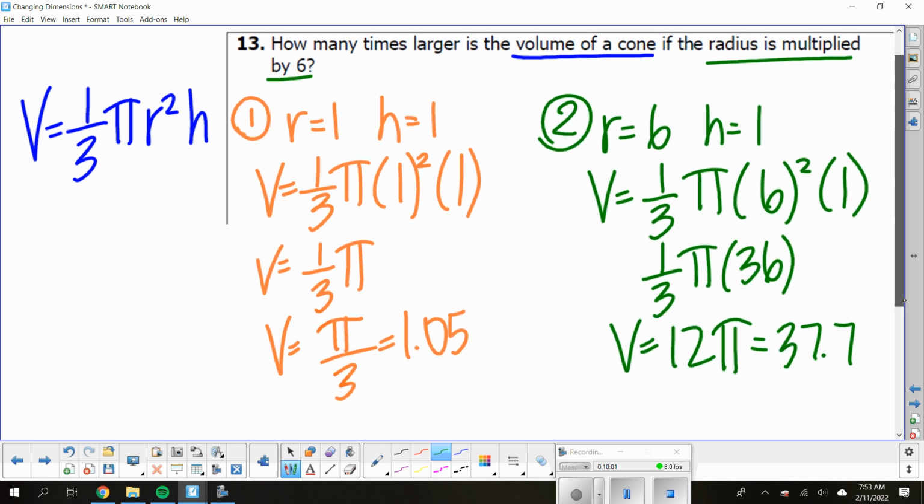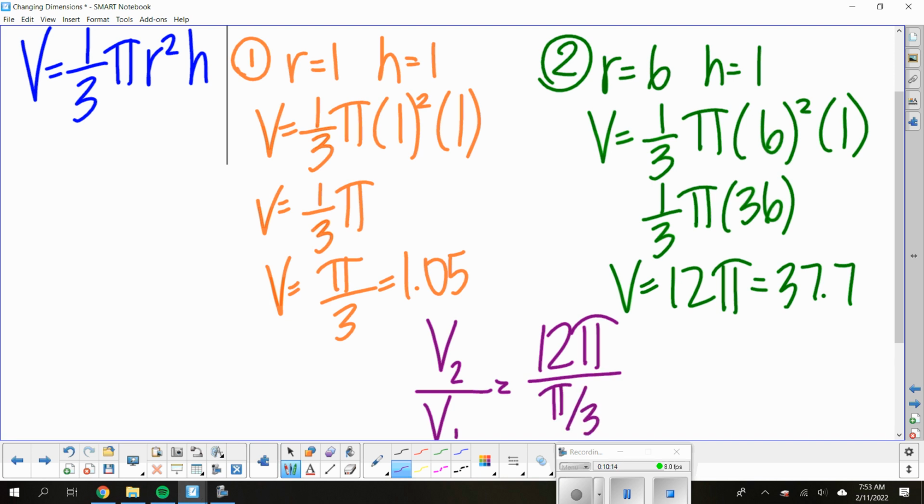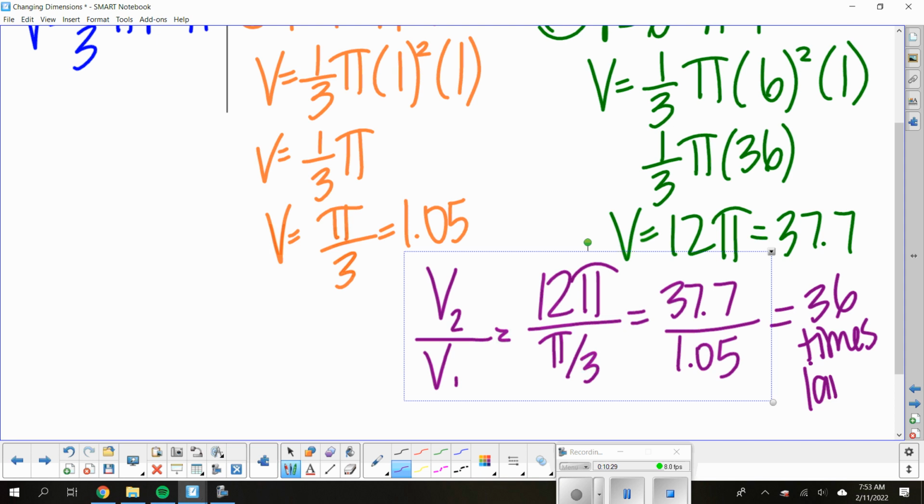Remember, I'm trying to figure out how many times larger it is, so I'm going to take my volume 2 divided by my volume 1. So volume 2 is 12 pi, dividing it by pi over 3. Or if you want to use those decimals, you could do 37.7 divided by 1.05. And regardless of what you do, you're going to get 36 times larger. Again, we can find that in our problem. You can see it right here, 36, because the radius was squared.